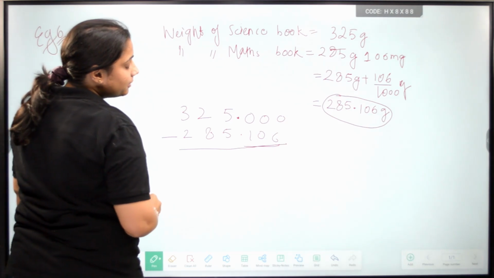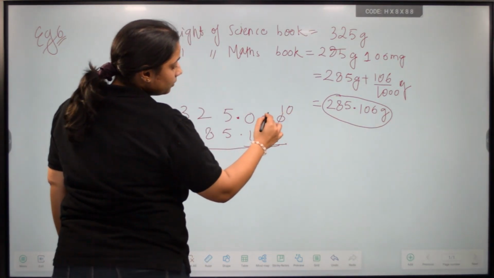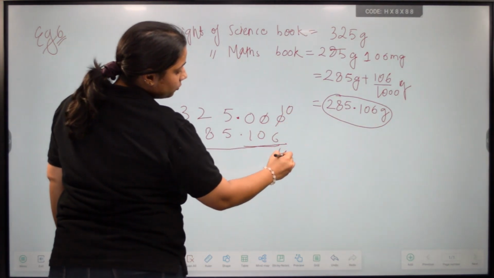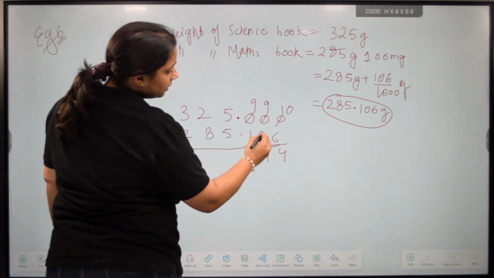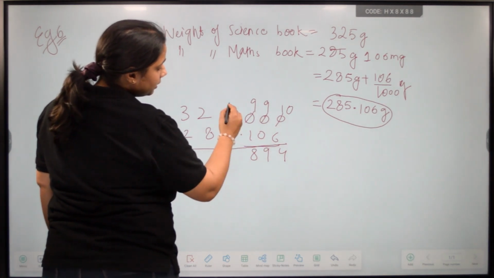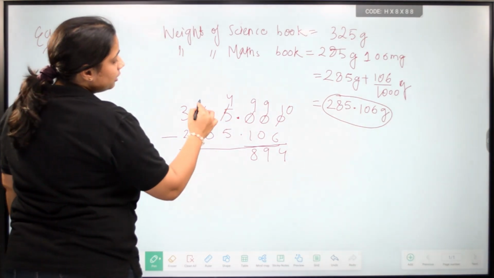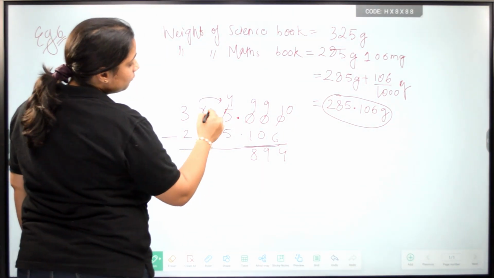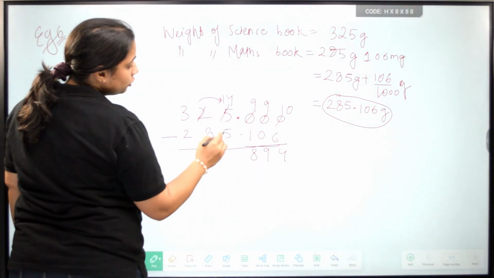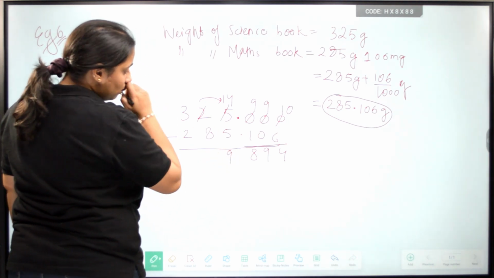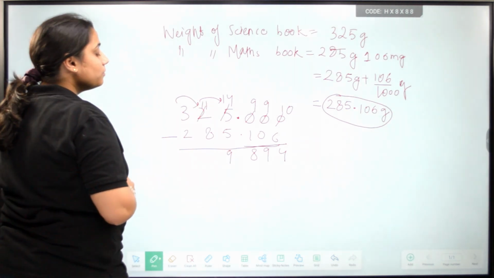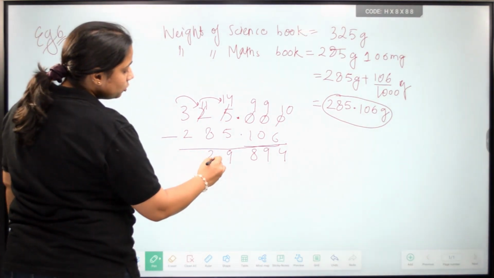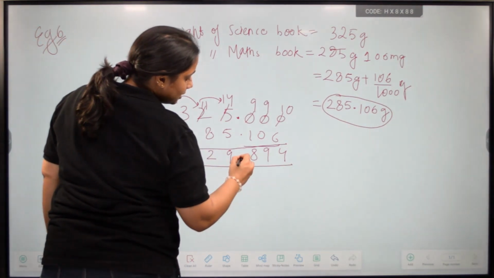Now subtracting it will be 10, 4, it will be 9, again it will be 9. So 9 minus 0 is 9, 9 minus 1 is 8, it will be 4. It will borrow 1 from 2, it will be 14. 14 minus 5 is 9, it will be 1. It will borrow 1 from 3, then it will become 11. 11 minus 8 is 2. So this is the difference.